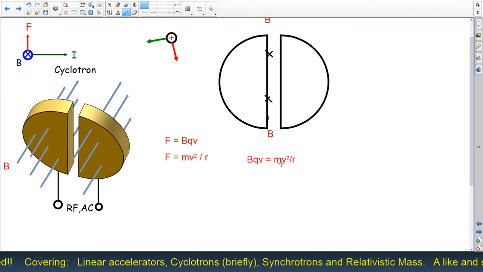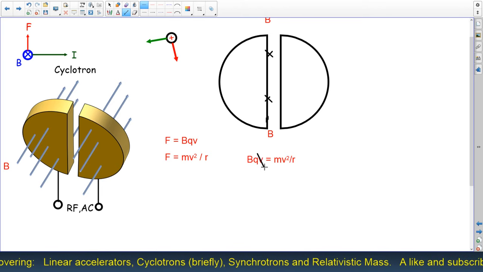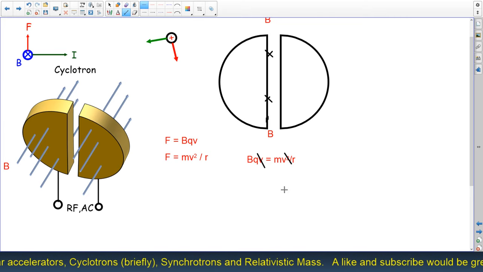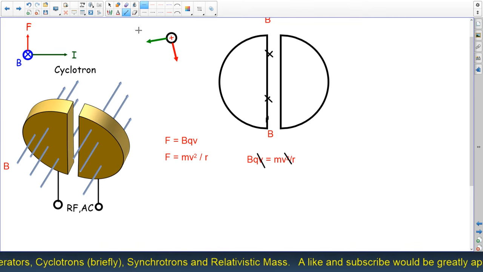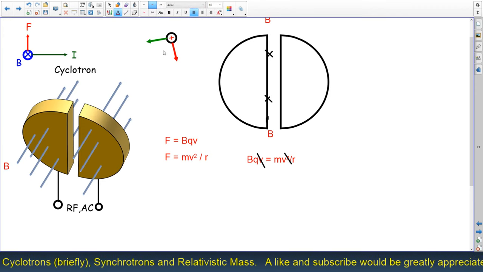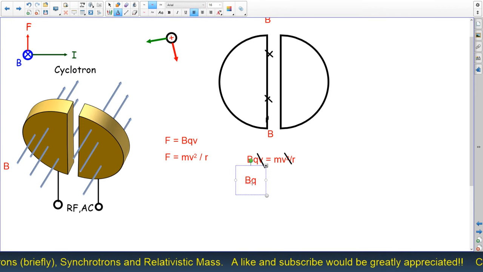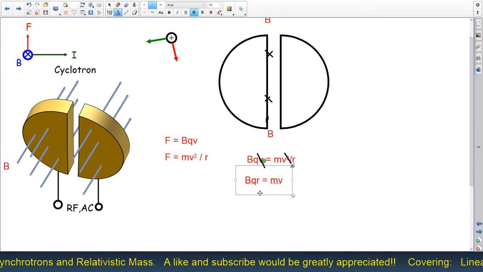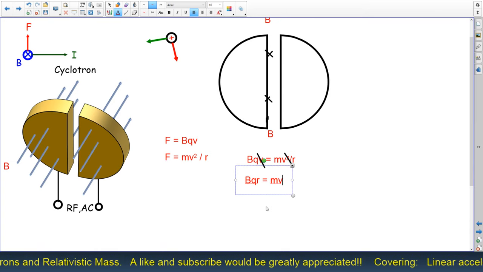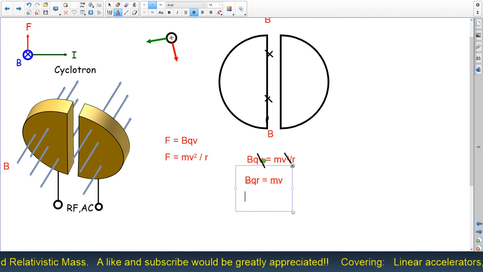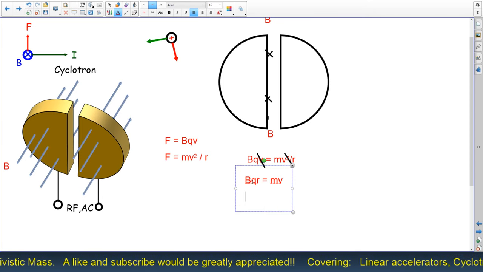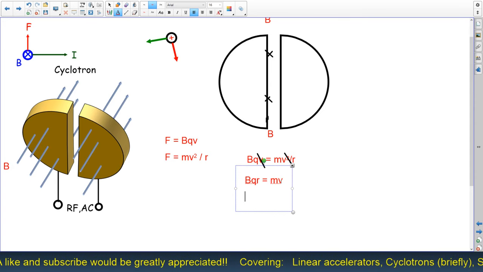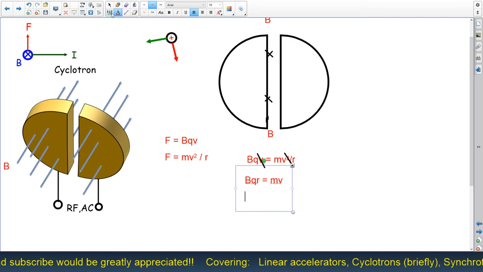So we've got BQV equals mv squared over r. So what we can do is cancel v on both sides. I'm going to multiply both sides by r because nobody likes divided bys, to give me that BQR is equal to mv. Happy enough. Okay, where B is the magnetic field strength, q is the charge of my particle, r is the radius of the circle, m is its mass, and v is its velocity.